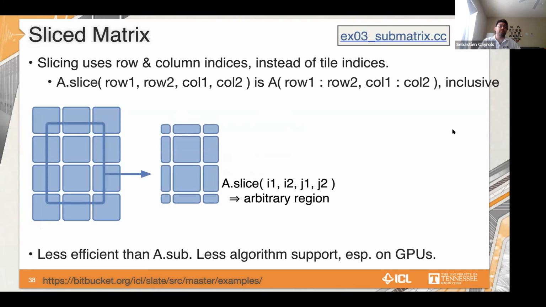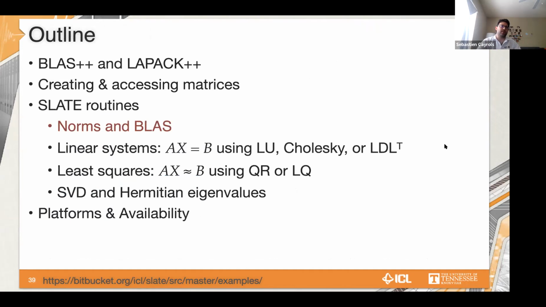And we can even describe an arbitrary region. It has to be contiguous, okay, but it's an arbitrary region. Here you say A.slice from I1 to I2 and J1 to J2, and you're getting this piece of memory. So keep in mind, obviously, it's going to be less efficient than just a sub because it involves some operations on the indices. But it's very helpful, very powerful. Also, one more thing, it's less supported. We have fewer algorithms that support this for now, especially on GPUs. But still, it's very helpful.